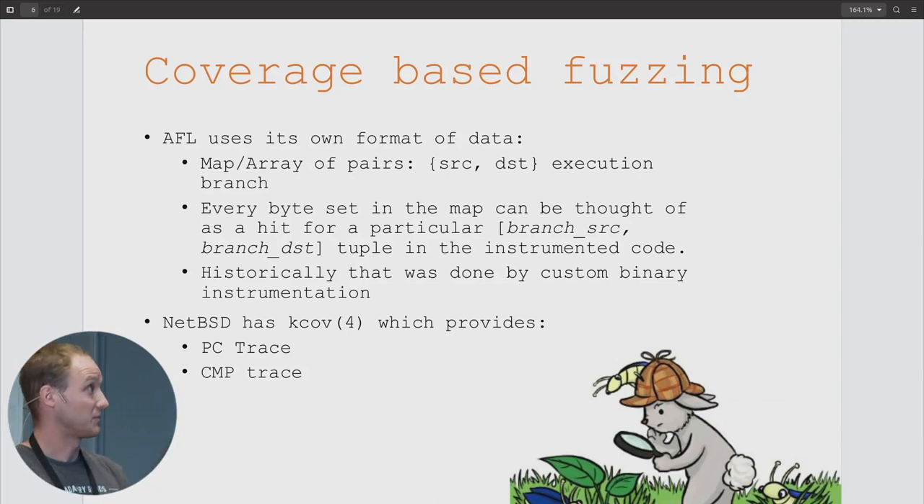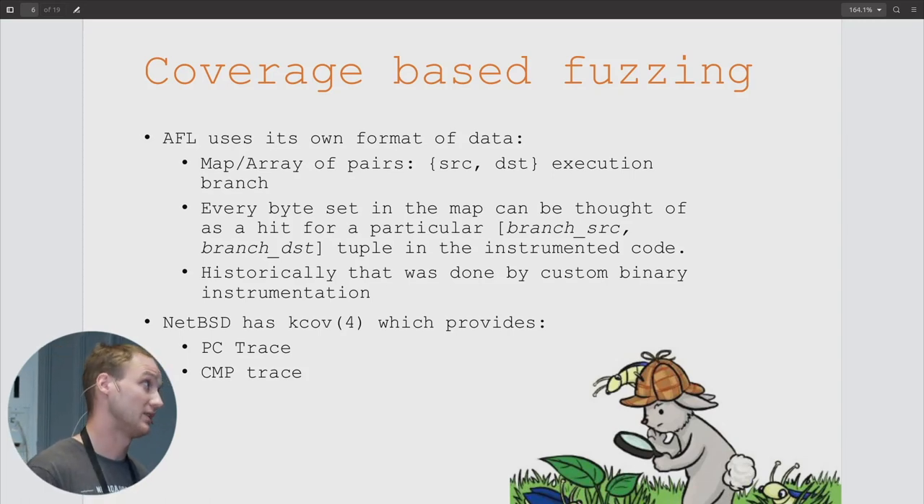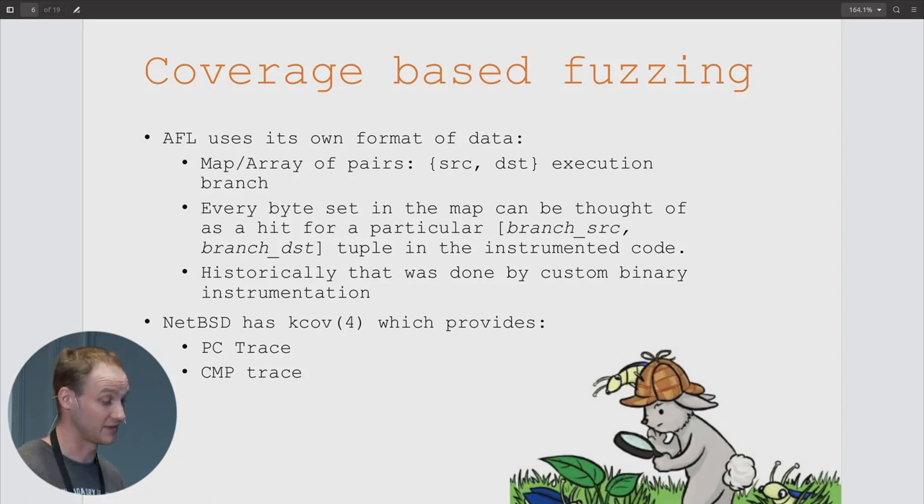As I said, AFL is an evolutionary fuzzer which takes coverage as feedback. So we have a feedback loop based on the coverage of the code. AFL uses a map or array of pairs of source and destination branches. The way it was originally implemented, when you compile your program, you compile with a specific AFL compiler. This compiler does some custom instrumentation, so it puts additional instructions on every branch in your program. While you're executing, you have some shared memory, and every time you hit a branch, a couple of instructions see the source branch and destination branch. So you get this pair, and you put this pair into the array.